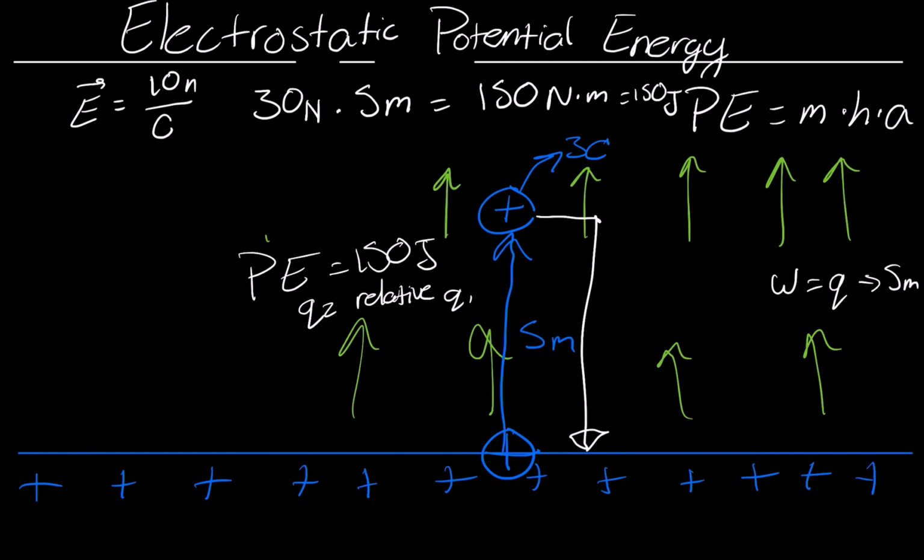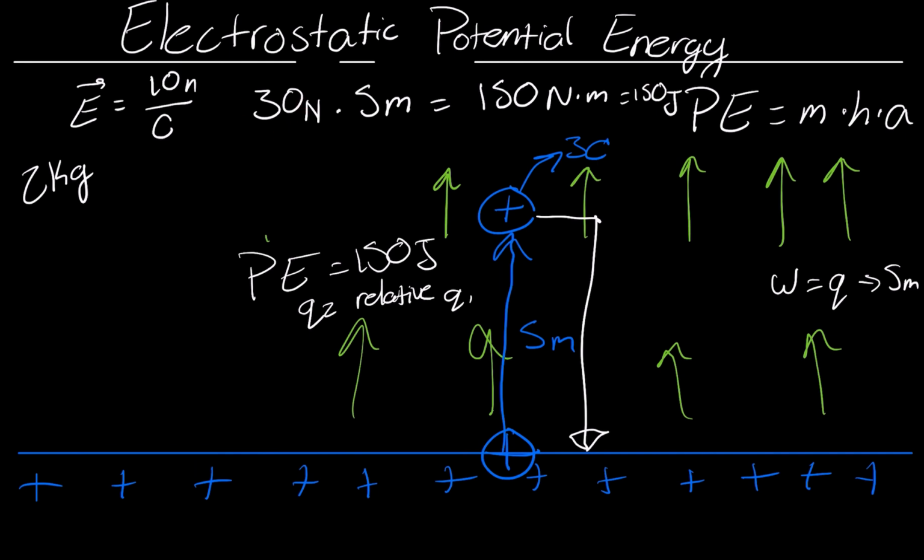So let's say that this charge over here has a mass of 2 kilograms. If we let that charge go, we aren't applying any force onto it, but because it's at the bottom here, it's going to go upwards. It's full of that potential energy, 150 joules to be exact, and it's going to go upwards at a force of 30 newtons, which is what we previously knew.